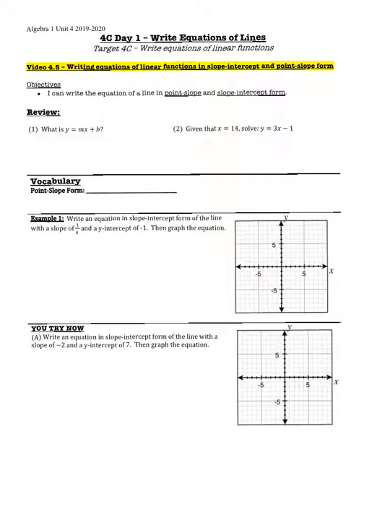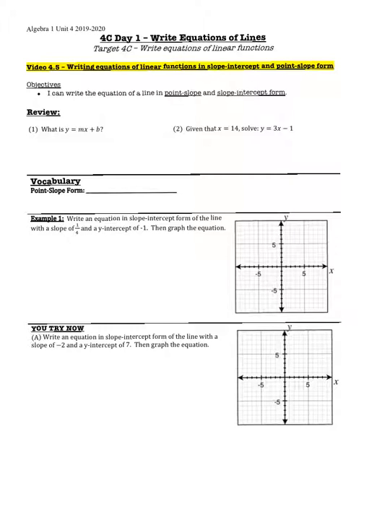Okay, so in part 2 of Unit 4, we're really going to look at writing equations when given some information. For instance, maybe I give you just a slope and a y-intercept. You can put that in slope-intercept form. That's what we're going to look at today.